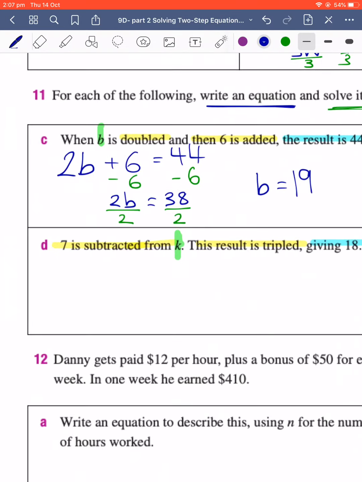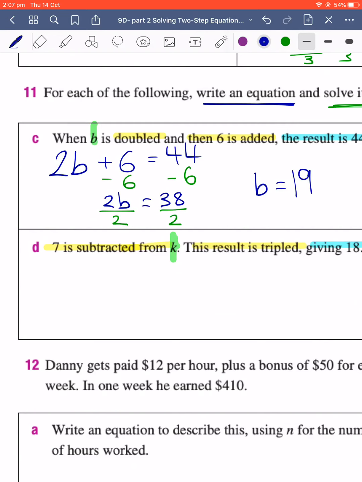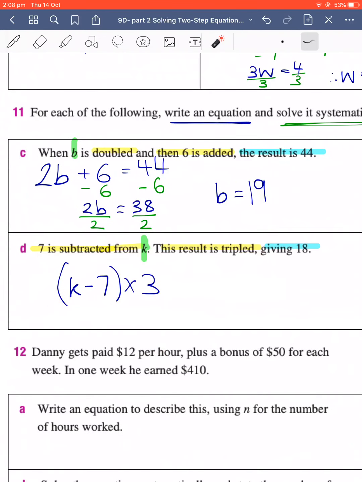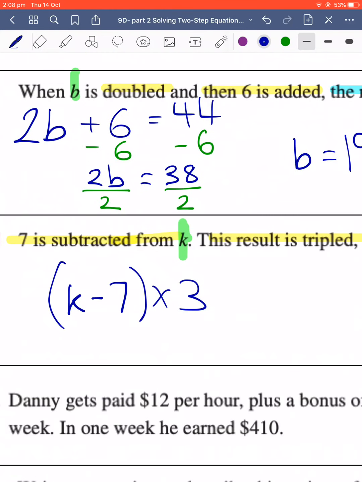Done. Next one, 7 is subtracted from k. Let's again start with our pronumeral, k. I now have 7 is subtracted from k. So if it's from k, I start with k, and I subtract 7 from it. The result is tripled. If I say the result is tripled, that means I am actually multiplying it by 3. Again, this matches up with this, and it says giving 18. So that means my answer is 18.